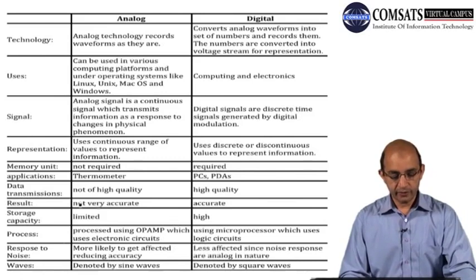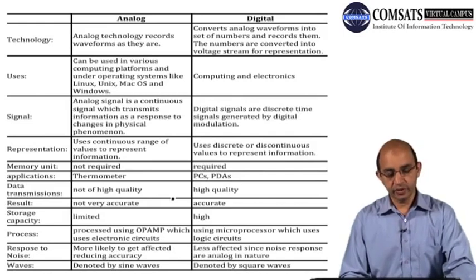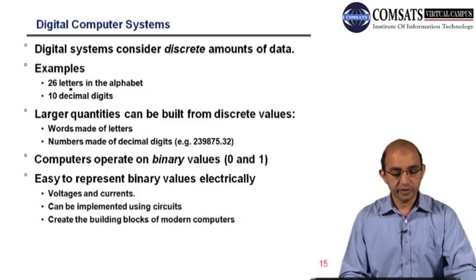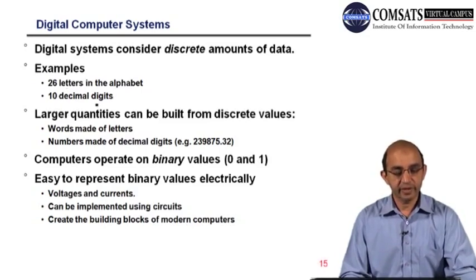Then we have accuracy. Here you can see that analog is not very accurate. On the other side, digital is accurate. There are a number of comparisons, and you can go through those comparisons. So let's talk about the digital computer system. It considers discrete amounts of data, for example, 26 letters in the alphabet, 10 decimal digits.